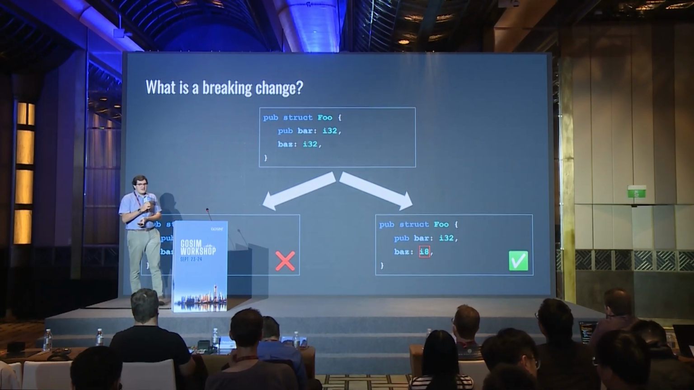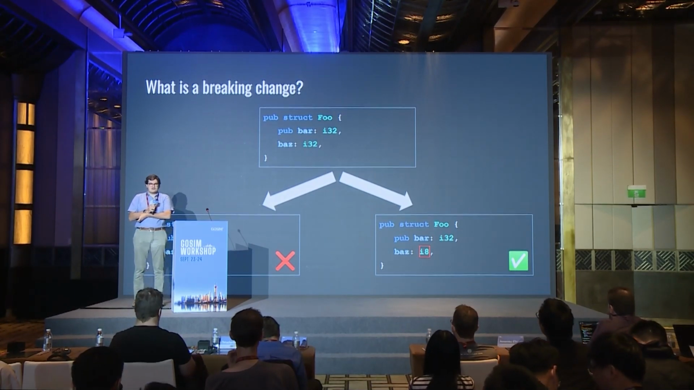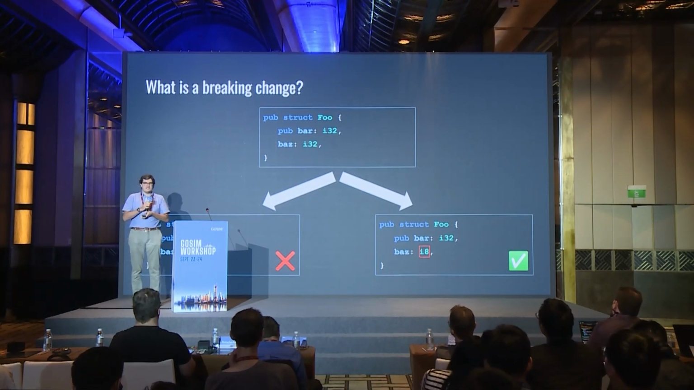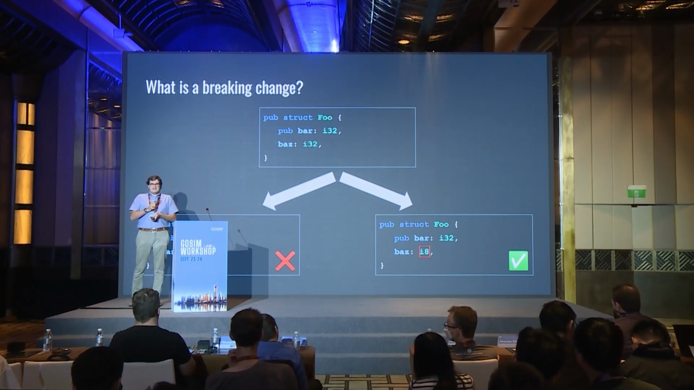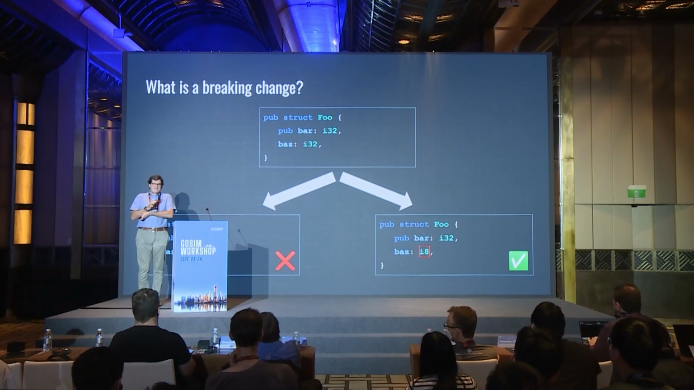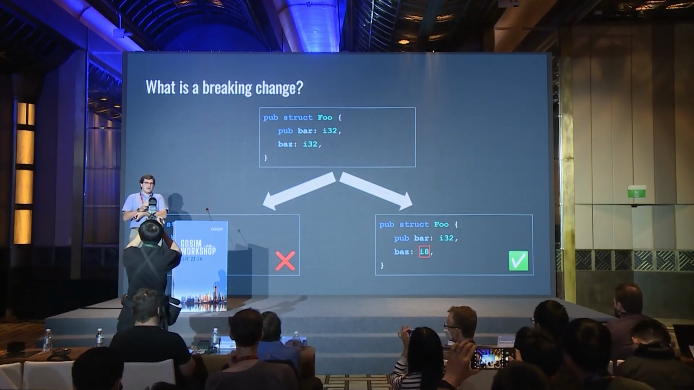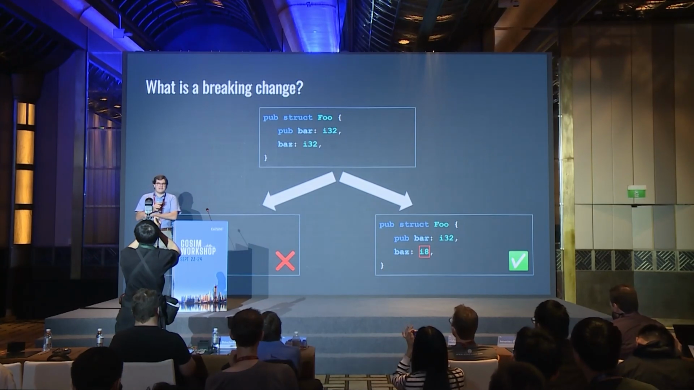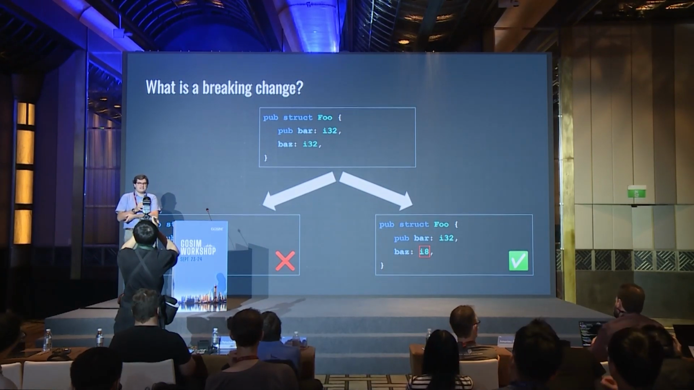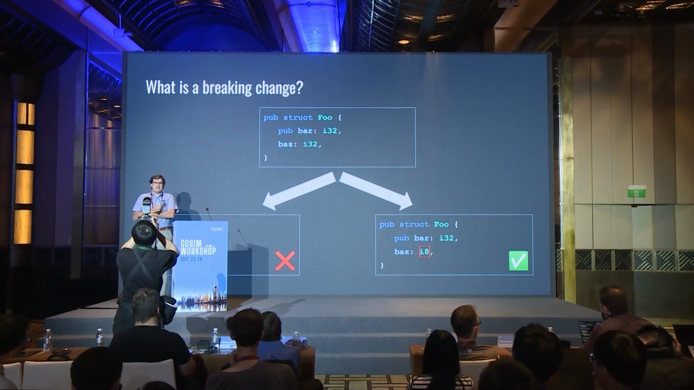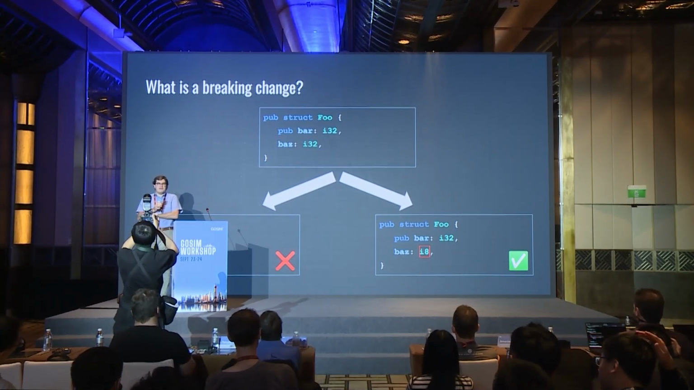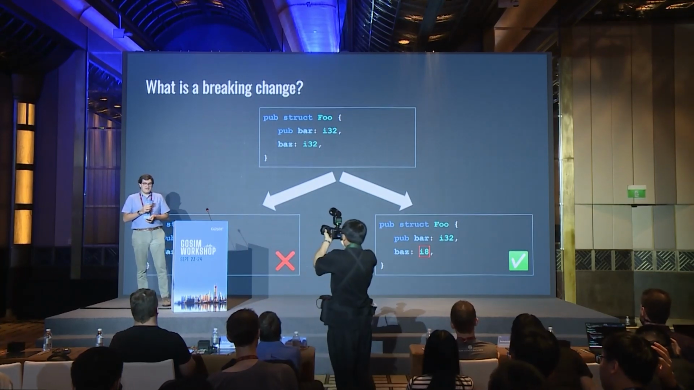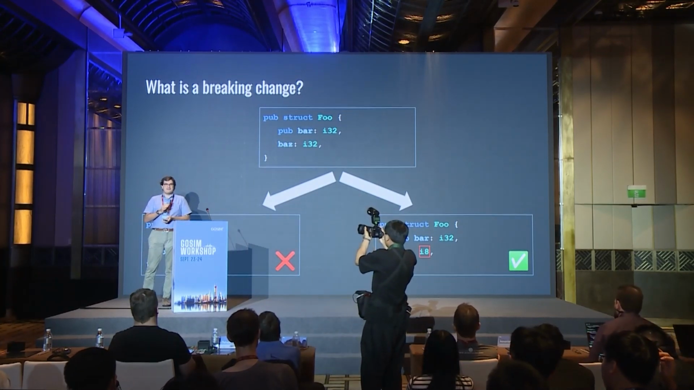So let's look at another example. This is a struct with two fields, one of which is a public field and one of which is a private field. The public field has a particular type, and there is code relying on that field to have this particular type because it is accessible from outside the crate. If you change the type of that field, it's a breaking change. You've caused code to fail to compile. However, what you can do is freely change the type of a private field. That's not a breaking change because it is impossible for code outside of the crate to refer to that field.